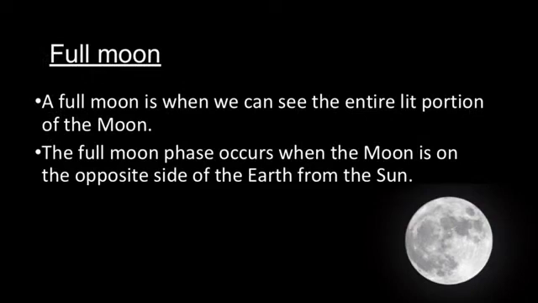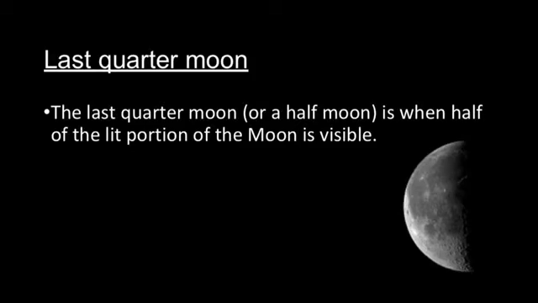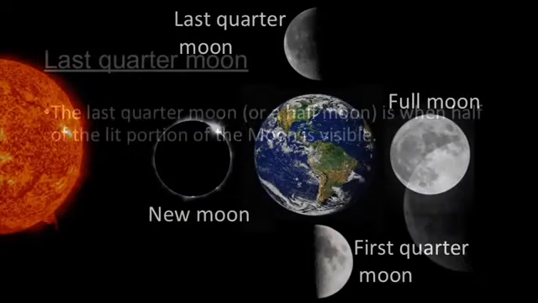Full moon. A full moon is when we can see the entire lit portion of the moon. The full moon phase occurs when the moon is on the opposite side of the earth from the sun. Last quarter moon. The last quarter moon or a half moon is when half of the lit portion of the moon is visible.